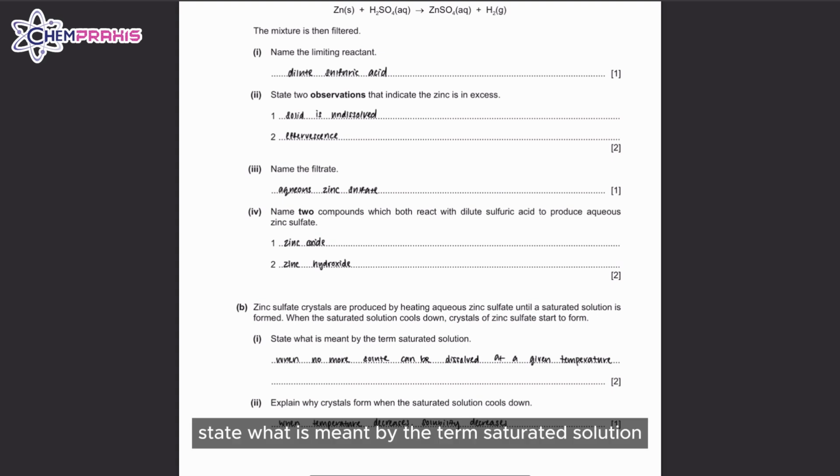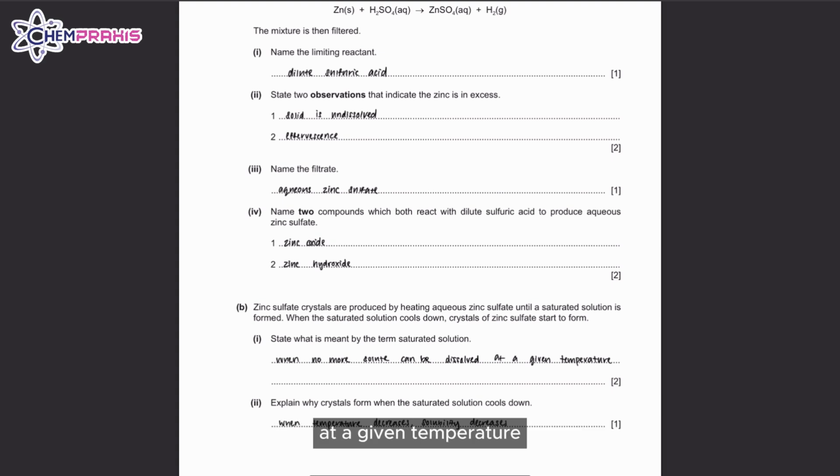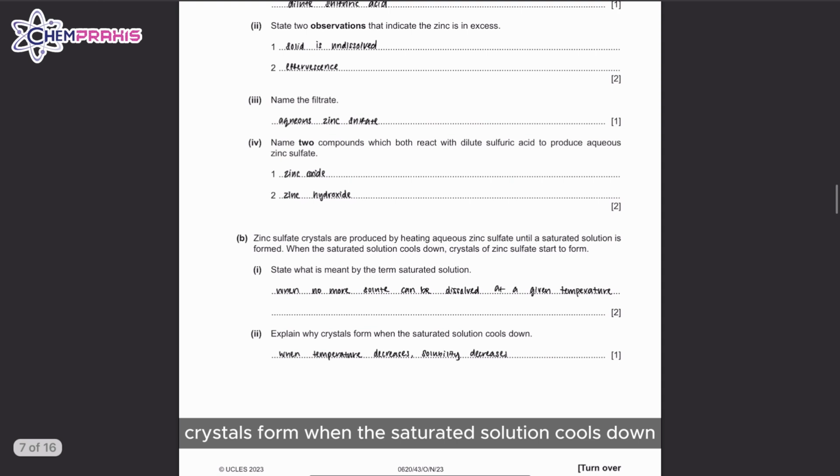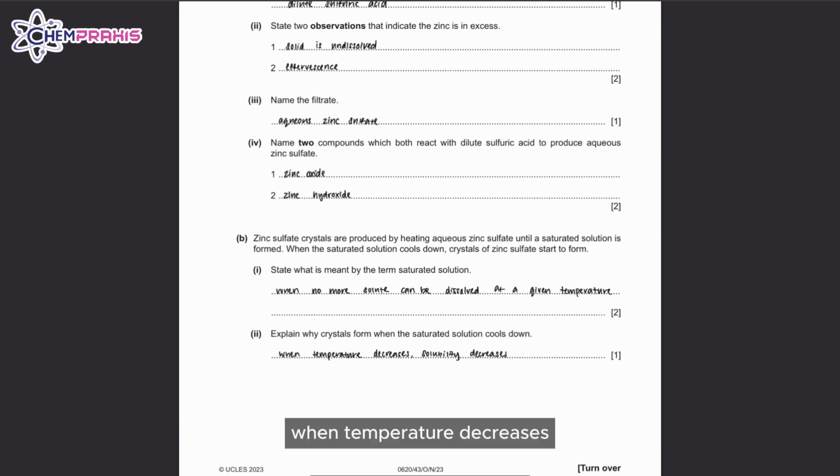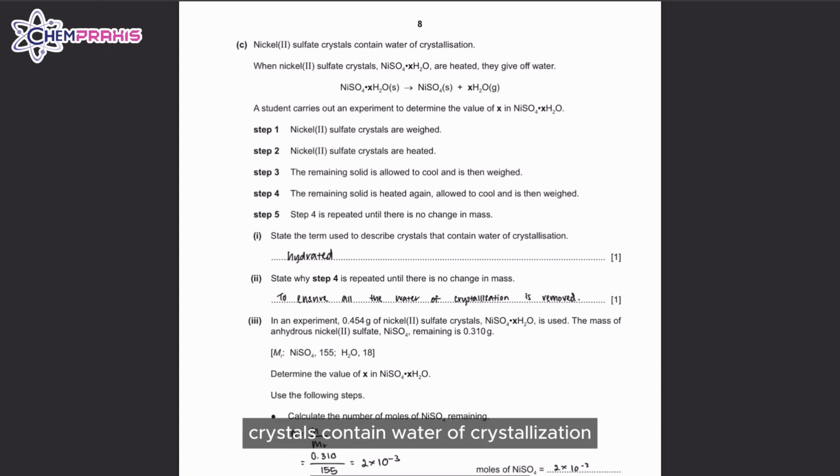State what is meant by the term saturated solution. Saturated solution is when no more solute can be dissolved at a given temperature. Explain why crystals form when the saturated solution cools down. When temperature decreases, solubility also decreases. Hence, crystals start forming.